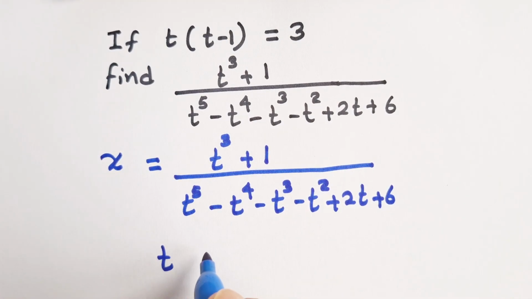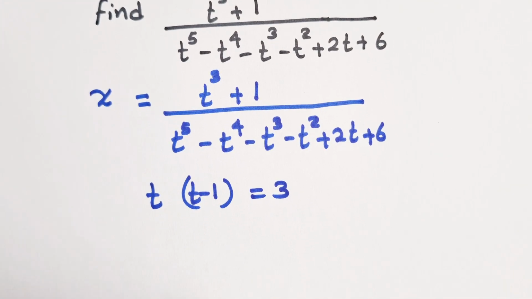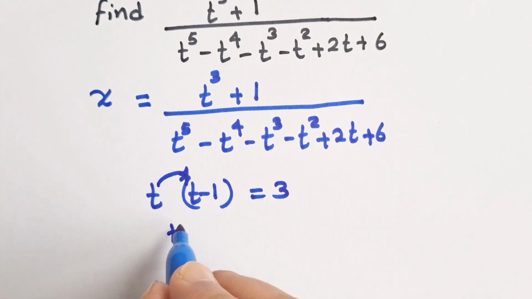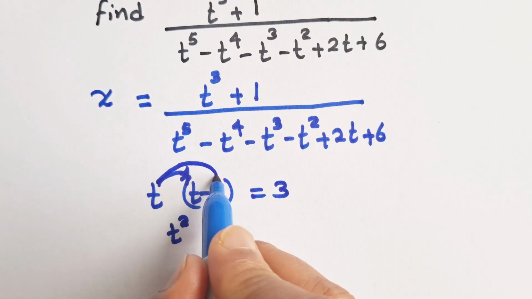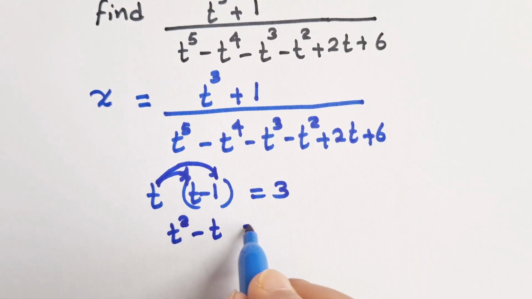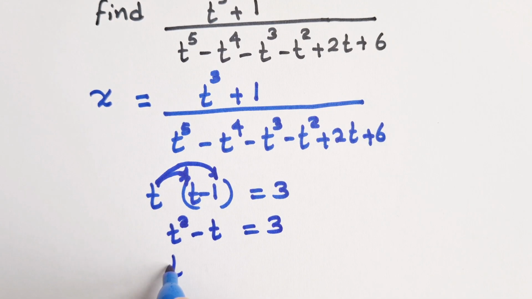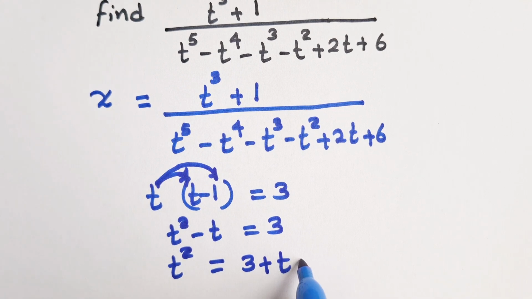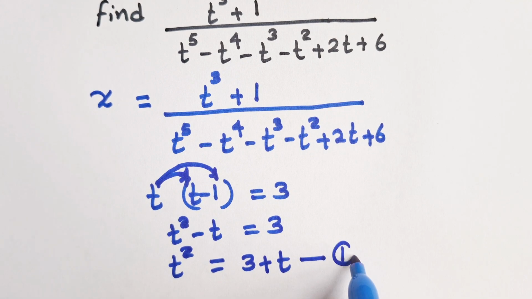Now, from the given equation t times (t minus 1) equals 3, I'm going to expand the bracket. t times t is t square minus t equals 3. Then I can rewrite this as t square equals 3 plus t. This is my equation number 1.